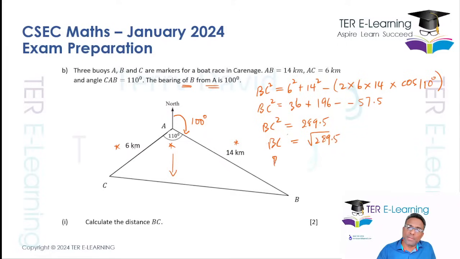So therefore BC is equal to about 17 kilometers, right? So that's the answer here, around 17. Hopefully the answer is correct. If you all see any errors, just let me know. So that's the distance BC here.